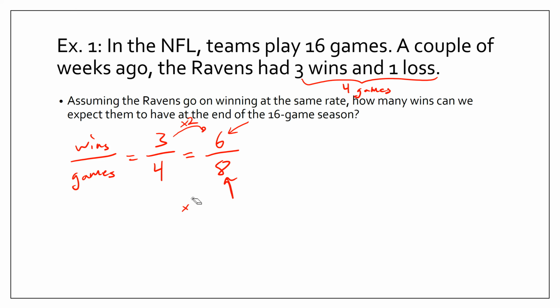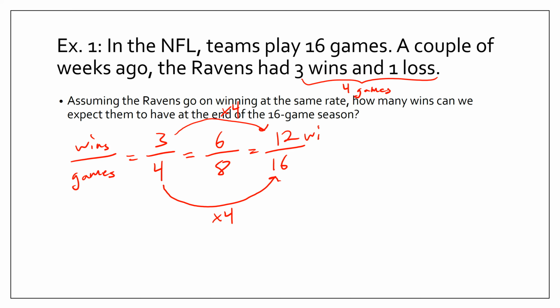So let's think about how many wins they would have when they got to 16 games. If they've played 4 times as many games, wouldn't you say that they should have 4 times as many wins? So shouldn't they have 12 wins? And so here is my answer, 12 wins.